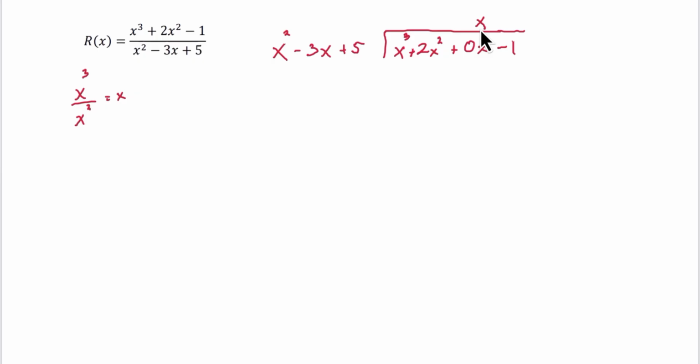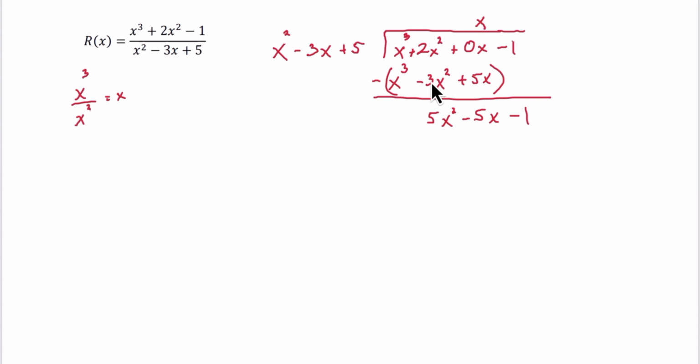Now we'll multiply, distribute the x. x times x squared is x cubed. x times negative 3x is negative 3x squared. x times 5 is 5x. Then we'll subtract that polynomial. x cubed minus x cubed goes to 0. 2x squared minus negative 3x squared, that's 2 plus 3, gives us 5x squared. Then we have 0 minus 5, that's minus 5x. And then we'll drop down the minus 1.